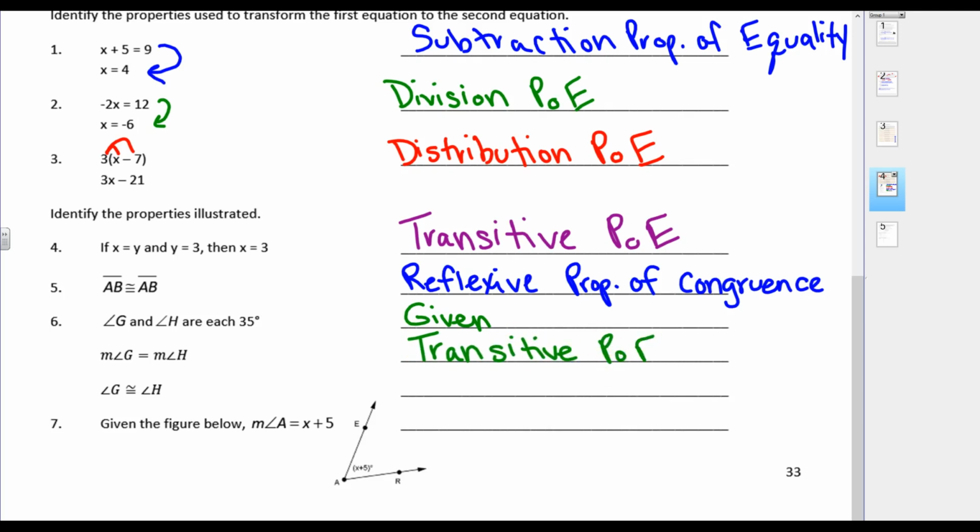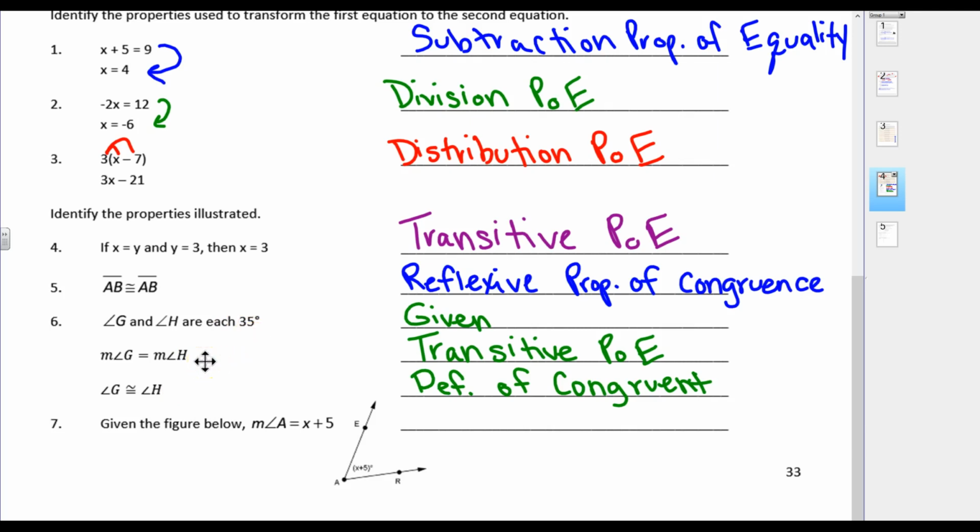Property of equality now. And if two things are equal to each other, then they are congruent to each other. We're able to say that they're congruent to each other based on the definition of what it means to be congruent. I know this is not a property, but I want to draw a distinction here. This is saying because they're equal, therefore they're congruent, and they were equal because they're both 35 by the transitive property.